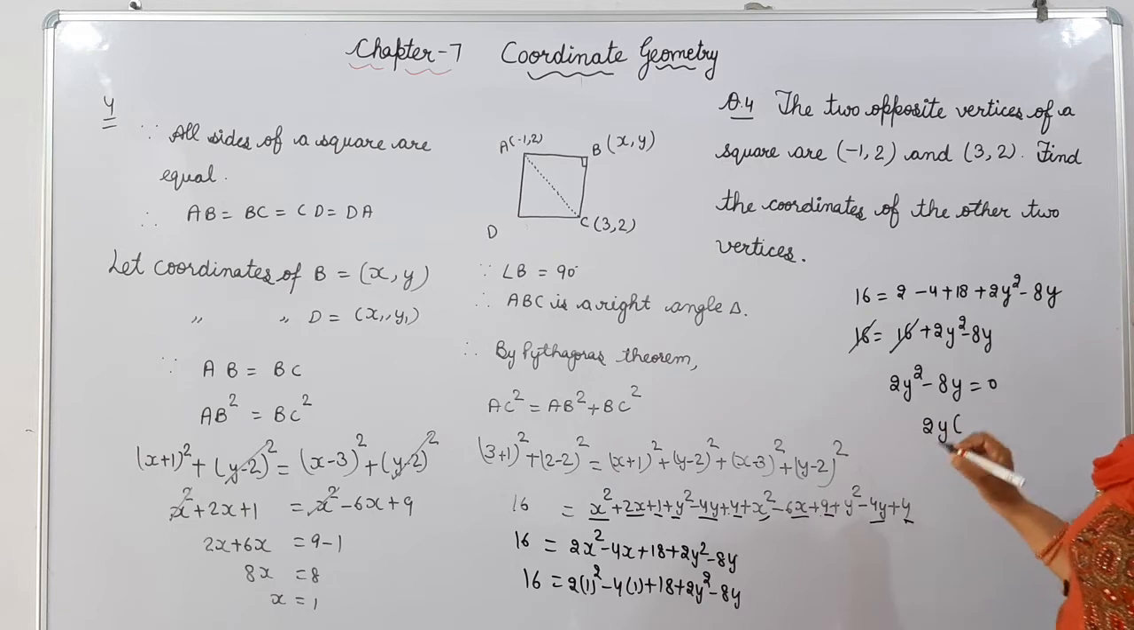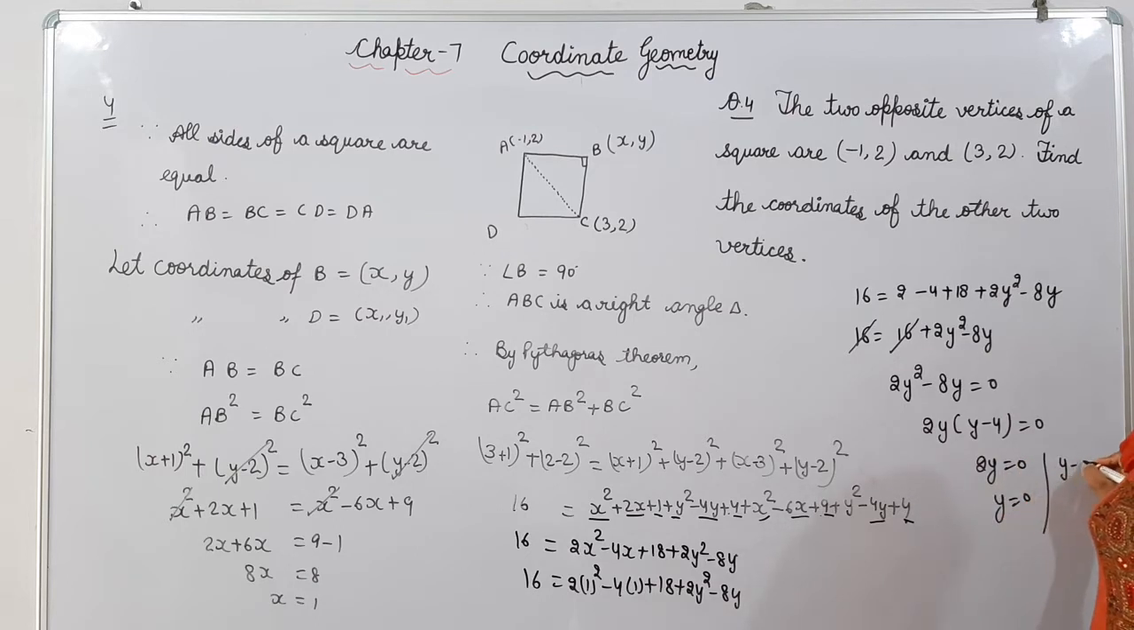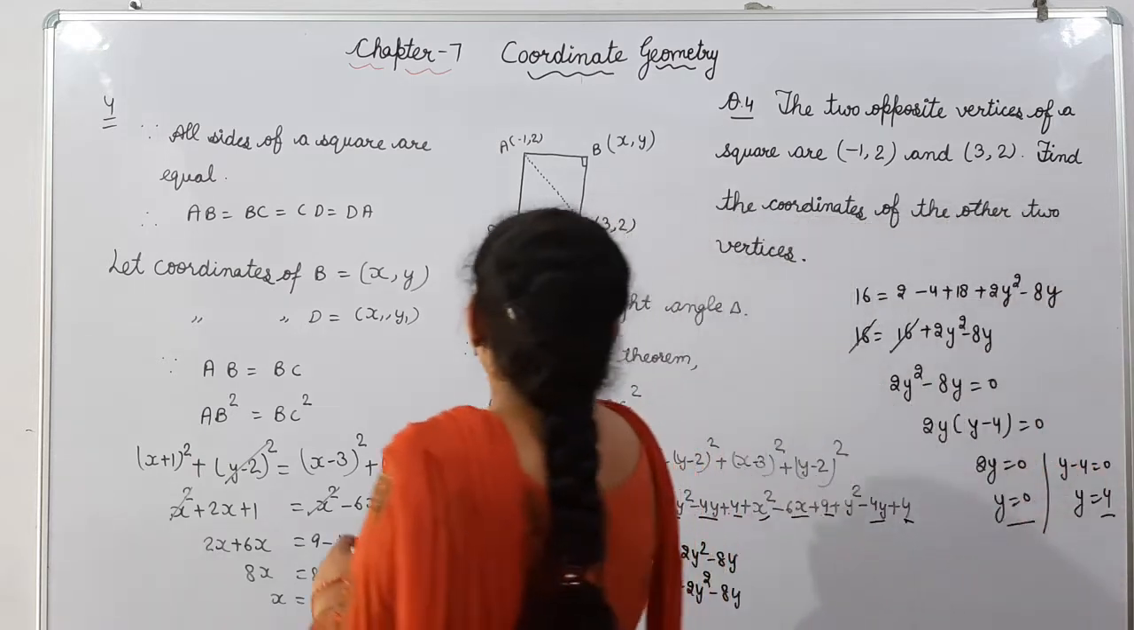2y common, what is left? Y minus 4 is equal to 0. 2y is equal to 0 means y is equal to 0. Y minus 4 is equal to 0 means y is equal to 4. From here, we got two values of y when x is equal to 1.